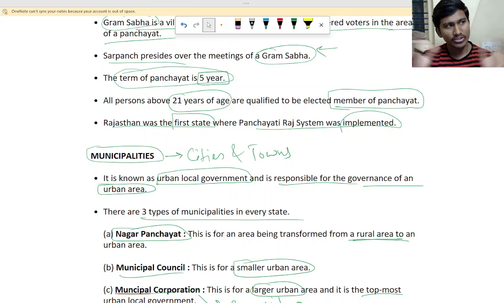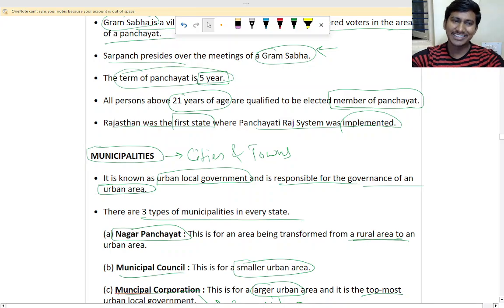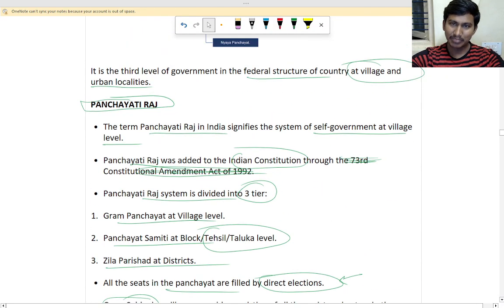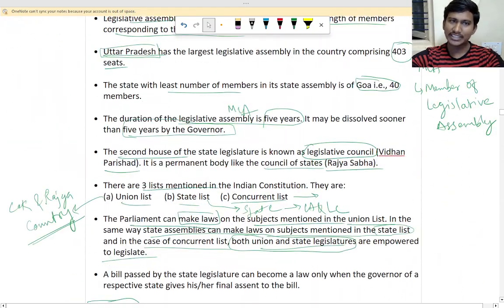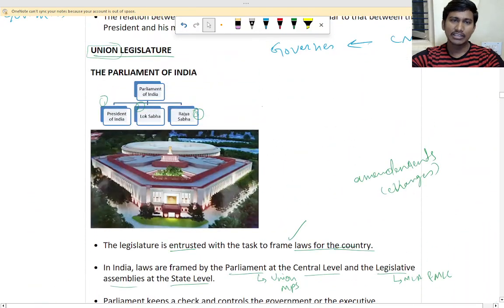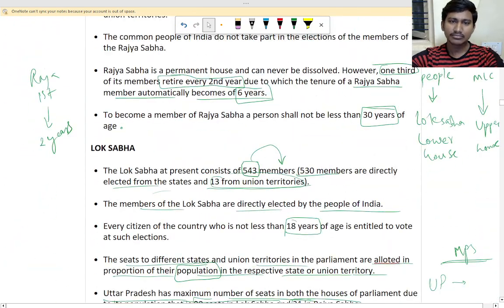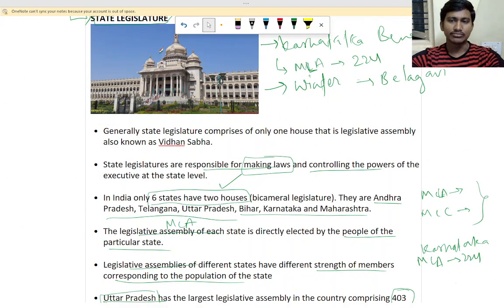They oversee all the blocks and all the developmental activities, carrying out the development of the urban area. Understand about all these things: municipalities, panchayats, and courts. Will everyone remember all of this? Yes, sir. Okay, good, very good.